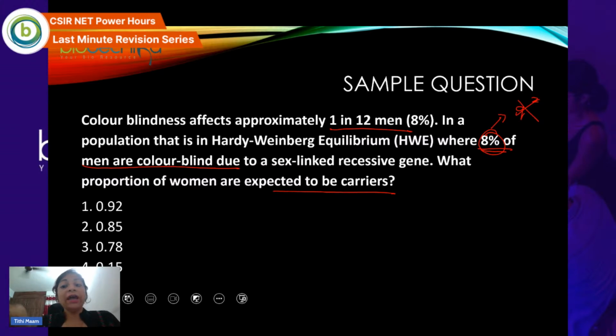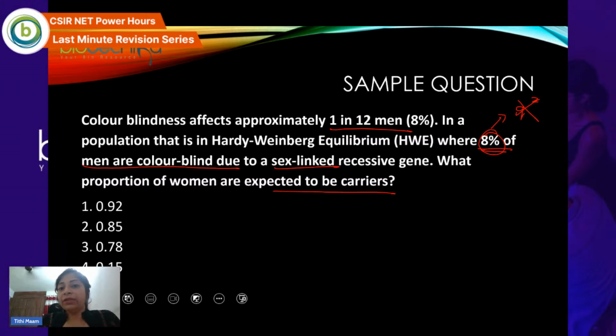Because 8% would have been the q squared value if we were talking about any autosomal gene. But here we are talking about a sex-linked, or X-linked, gene. In X-linked genes, all the men have only one X chromosome, so irrespective of what allele is present on that X chromosome, it will be expressed. So even a single copy of the recessive allele in a man makes him colorblind, right?